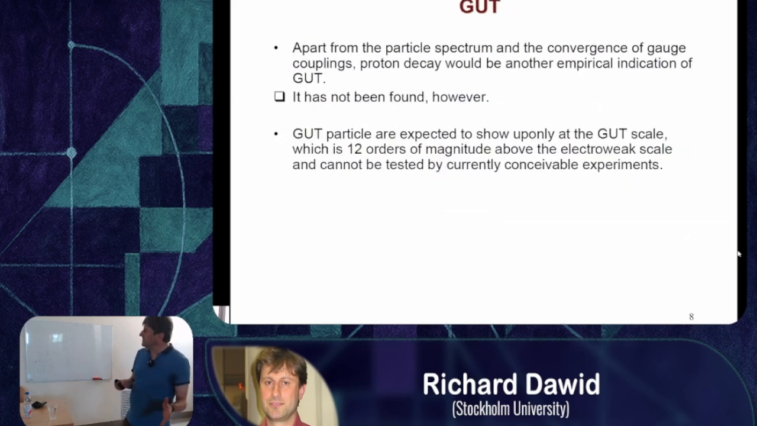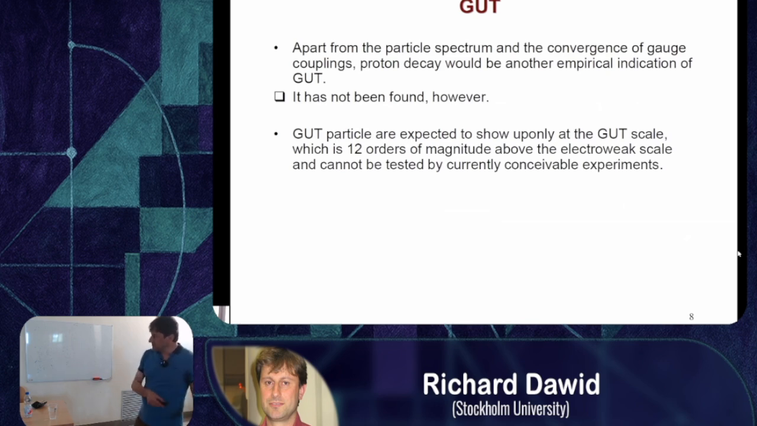The problem of evidence with respect to GUT: proton decay would be an empirical indication of GUT. So GUT wouldn't be the only possible source for proton decay, but GUT in principle predicts proton decay. The question is whether it predicts it at an intensity that can be discovered. It has not been found.